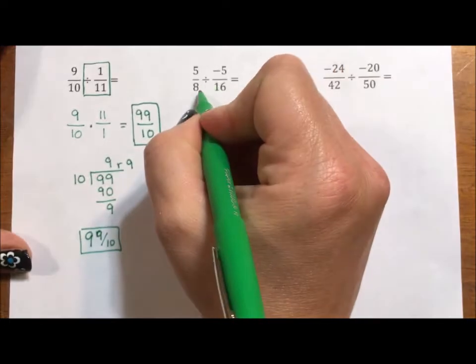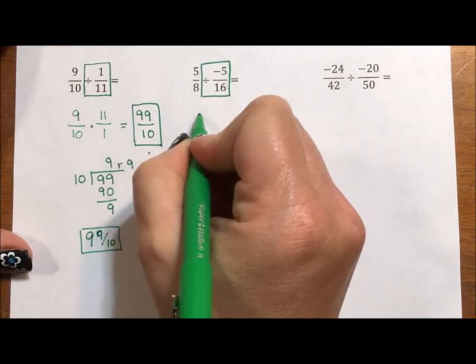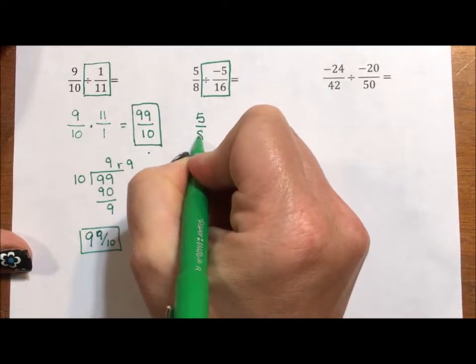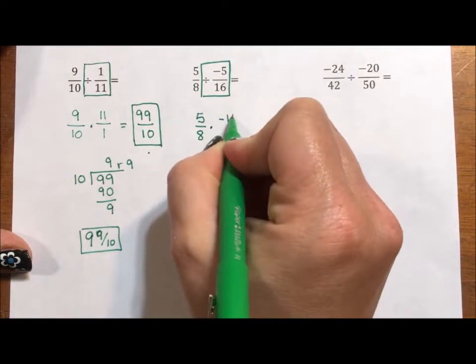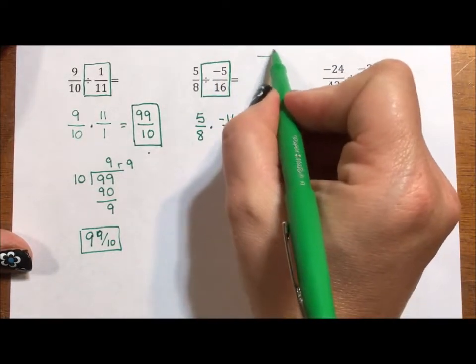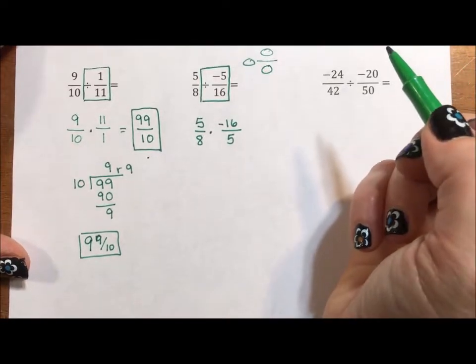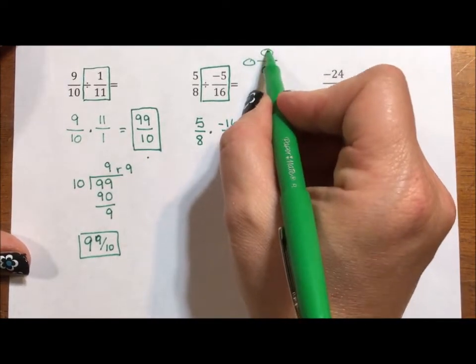Okay, so again, I'm going to put a square around the division sign and whatever fraction comes after it, and I'm going to take 5/8 and multiply it by negative 16/5. Now I know you're thinking the negative is with the 5, but in a fraction you have 3 spots and the negative can float amongst those 3 spots. And I like my negative in the numerator.